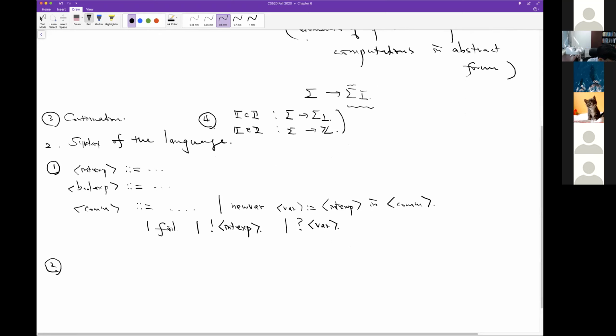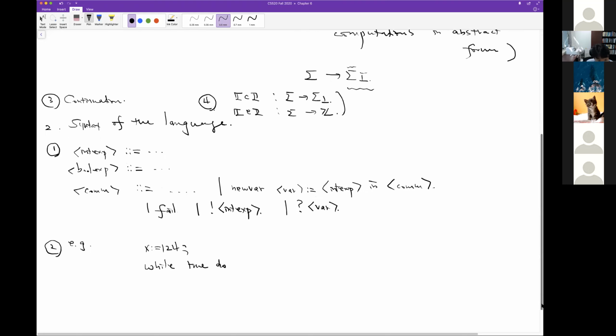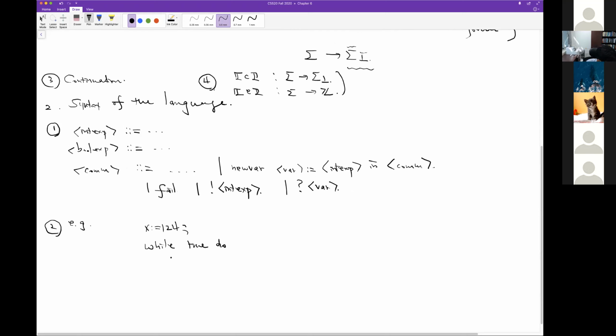So here's a very simple example program. We declare, for example, x becomes 124, and we go to the infinite loop. But instead of "don't do anything," this loop interacts with the user. The interaction is that it takes input from the user and stores it in y.